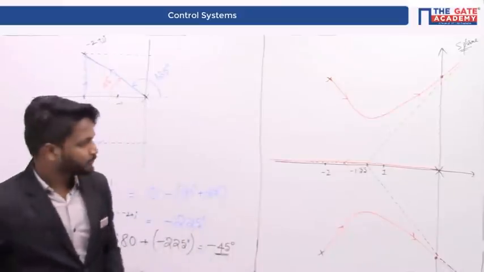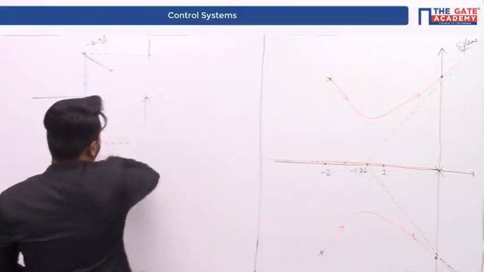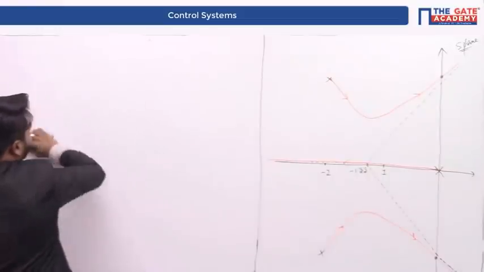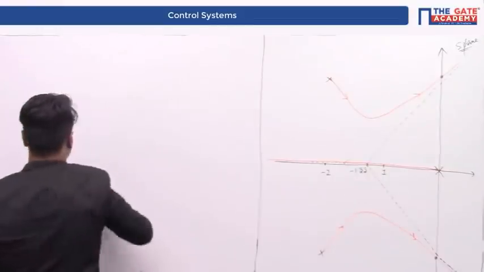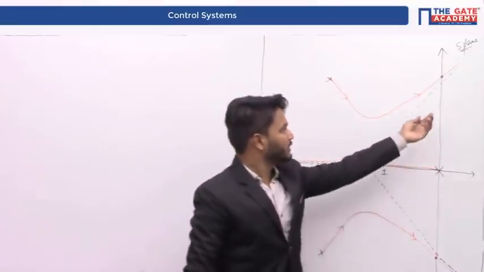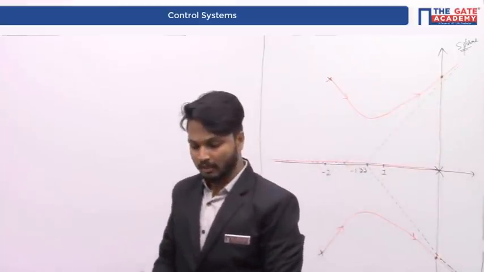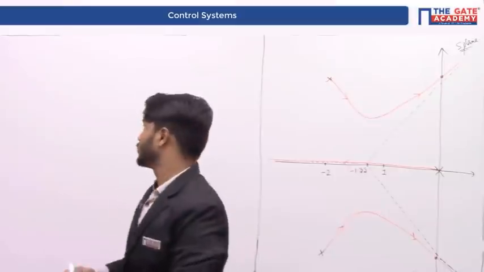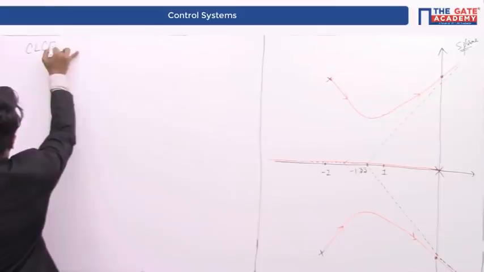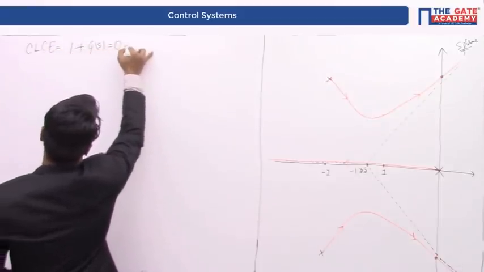Therefore, see here, to calculate the points of intersection with the j omega axis, you just need to obtain the closed loop characteristic equation. The closed loop characteristic equation is equal to 1 plus G of s is equal to 0.